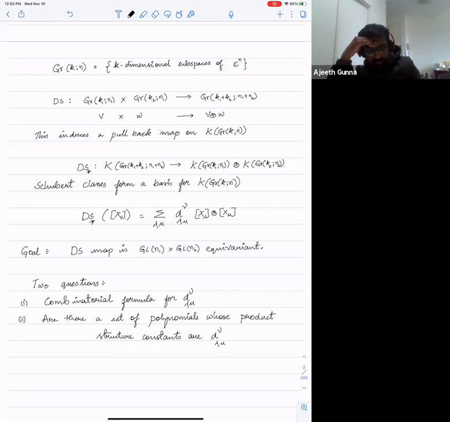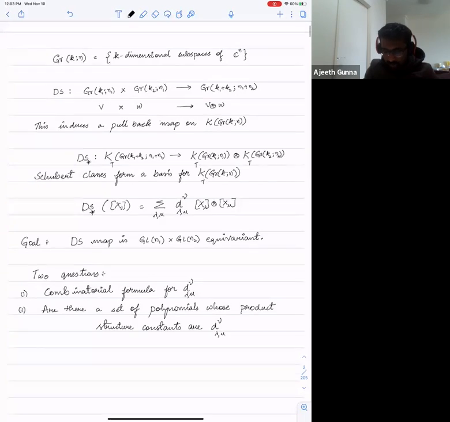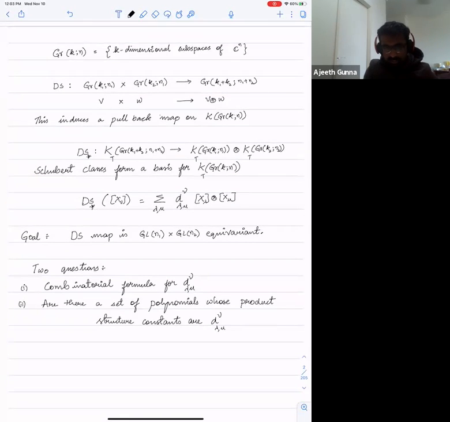And this map is GL_{n1} cross GL_{n2} equivariant. So you can do the same thing for equivariant K-theory. I'll just denote T for equivariance. And you ask the same question: what are the structure constants? Whenever you're in this situation, there are two questions you can ask. One is, is there a combinatorial formula for these coproduct constants? And the second question is, is there a set of polynomials whose product structure constants are these constants?